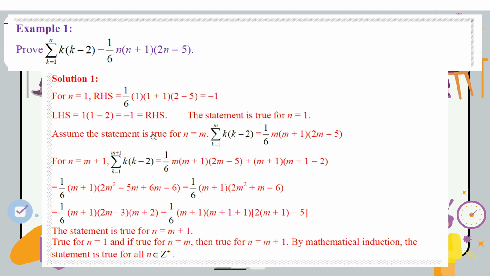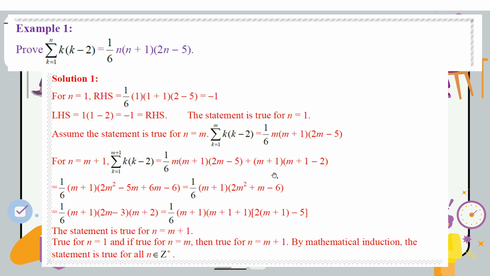So assume the statement is true for n equals m. So the summation to m is 1/6 m plus 1 times 2m minus 5. Assume it is correct. And then we work on n equals m plus 1. Starting from the left hand side, remember the rule: the summation to m plus 1 is the summation to m, copy it here, plus the m plus 1 term. So k becomes m plus 1, and k minus 2 becomes m plus 1 minus 2.